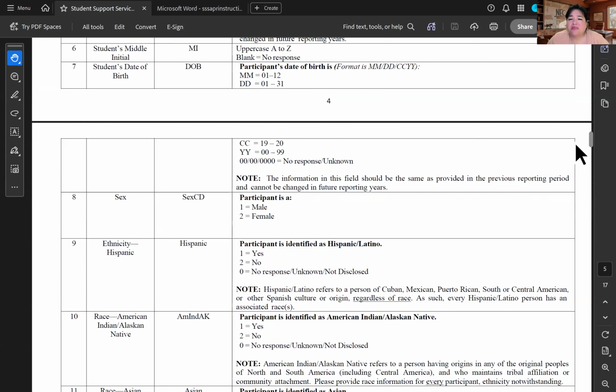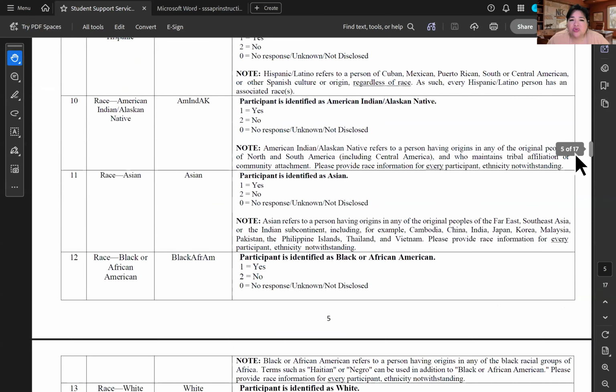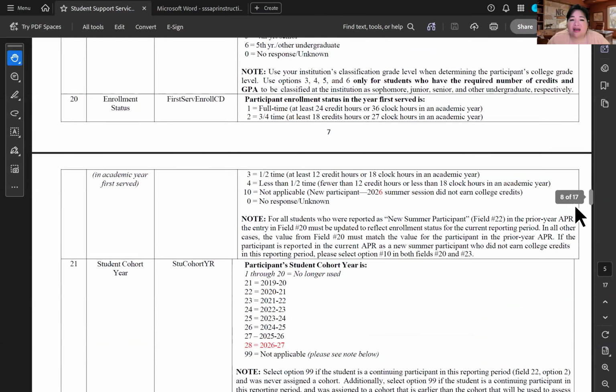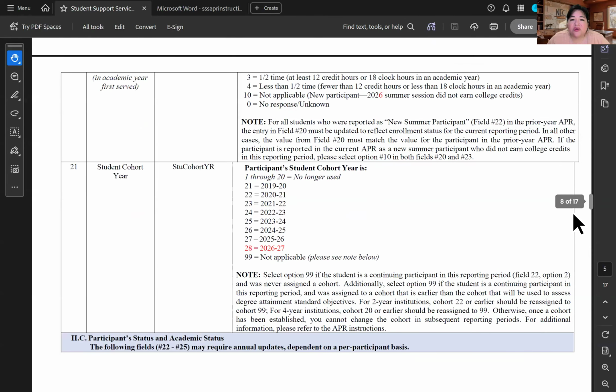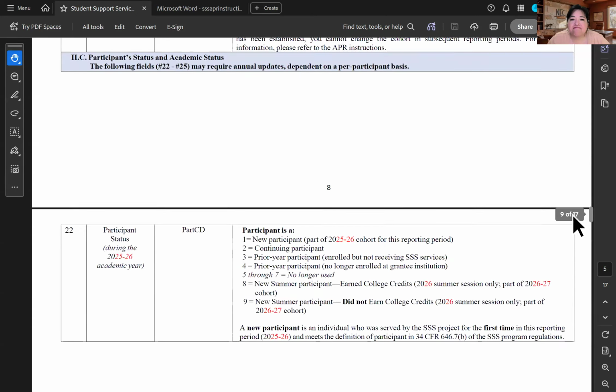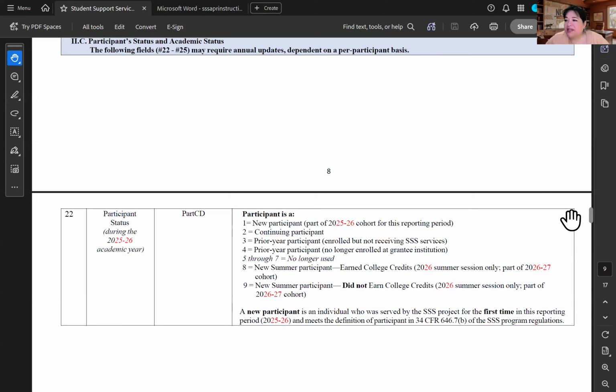Maybe you meant to put in maybe field 22. So let's talk about this. This happens a lot, y'all. Okay, so let's go to, I believe, 22, participant status. I believe that's what you mean.